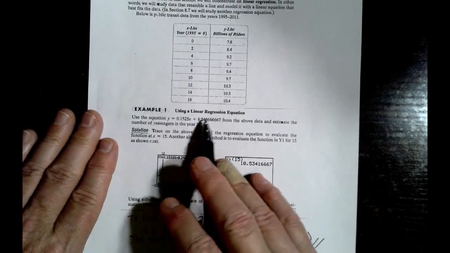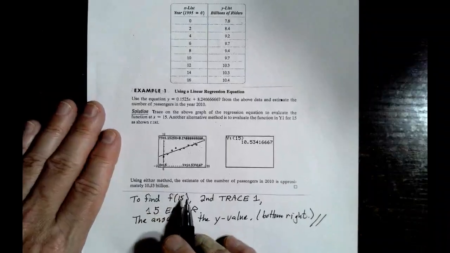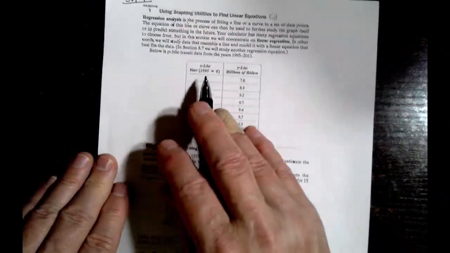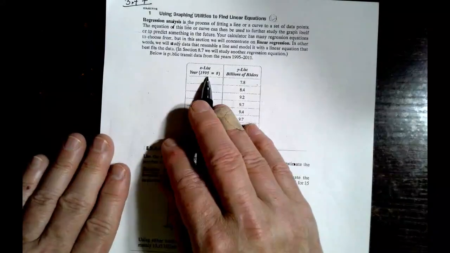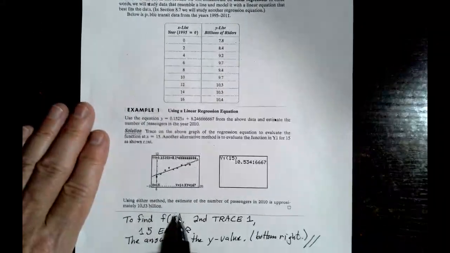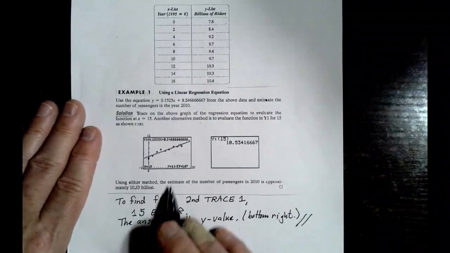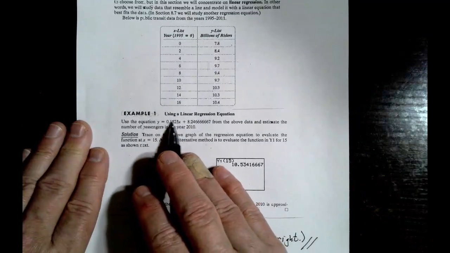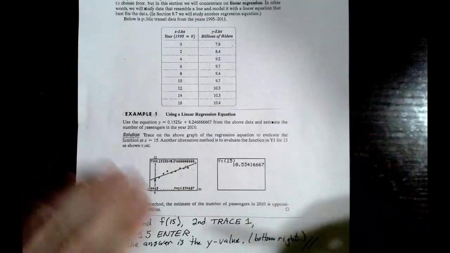Okay, and what happens at x equals 15? Well, 15 is how many years after 1995? That's 2010. So f of 15 is when you're asking this thing for x equals 15. So you plug 15 in there and multiply it by that and add that, and you get an answer.